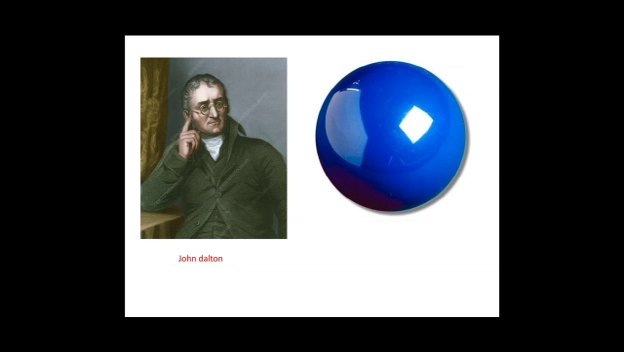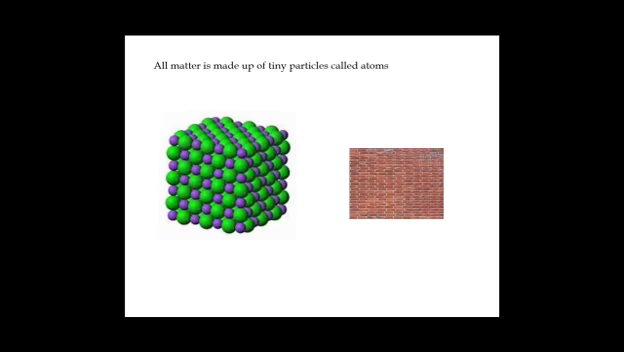Next, John Dalton. The first theory about the atom was given by a scientist called John Dalton. He said, the atom is a solid hard sphere. It is neutral. He gave some other points about the atom. According to John Dalton, all matter is made up of tiny particles called atoms, like a wall is made up of small bricks. Similarly, all forms of matter are made up of tiny particles called atoms.